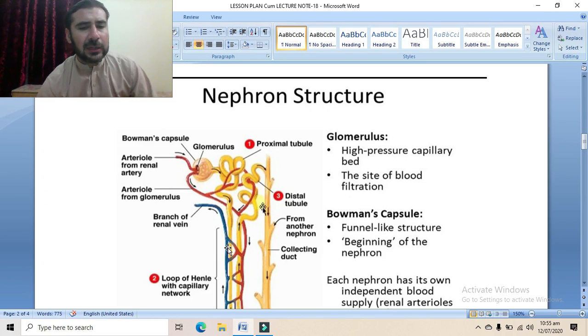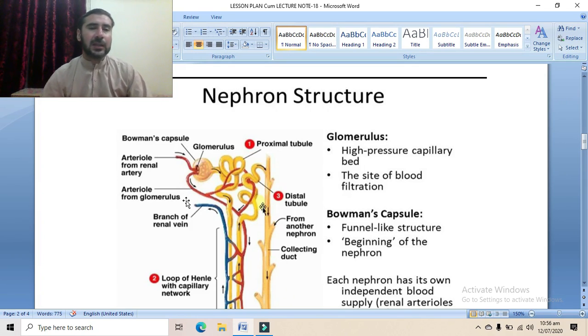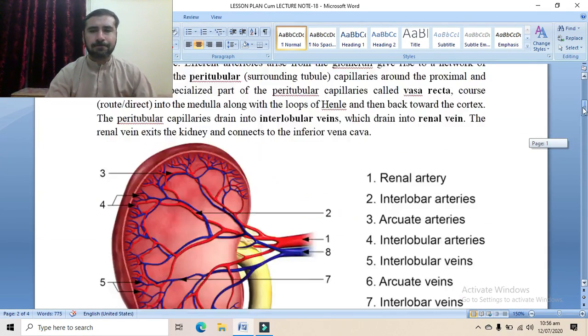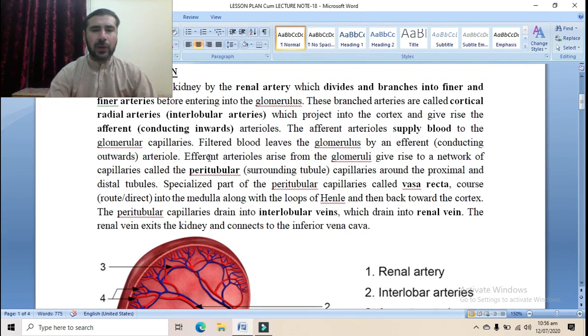and ultimately the small venules are formed, and those small veins combine together to form the renal vein, which moves out of the kidney and then forms the inferior vena cava. That inferior vena cava carries the blood to the heart. So this is the whole structure. We have described all these points.